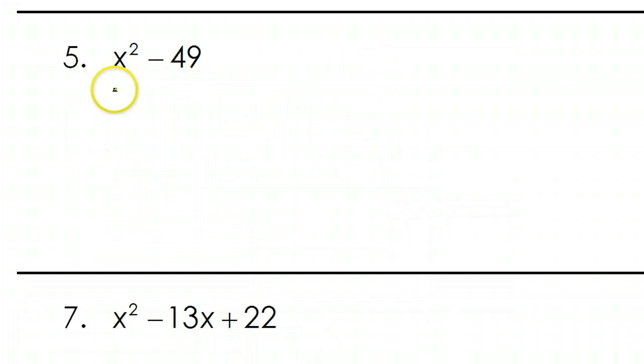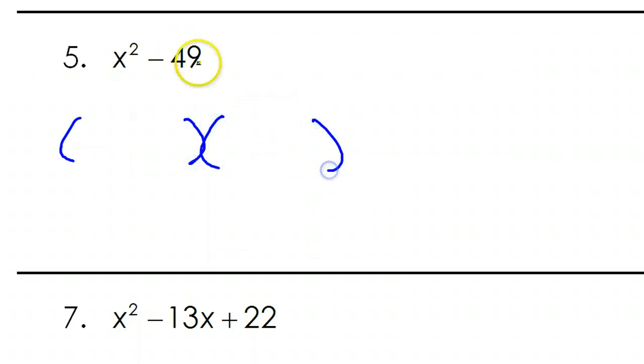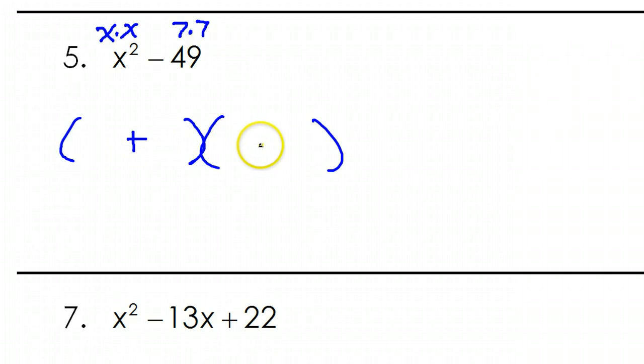Why is number 5 so short? The middle term seems to be missing. There's no GCF. How in the world will I factor this? Oh yeah, this is the difference of 2 squares. All right, I know 49 is a perfect square because I know it's 7 times 7. And of course, x squared is x times x. So the difference of 2 squares always factors as something plus something and something minus something. So this will be x plus 7 times x minus 7.